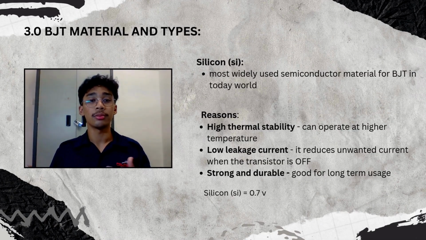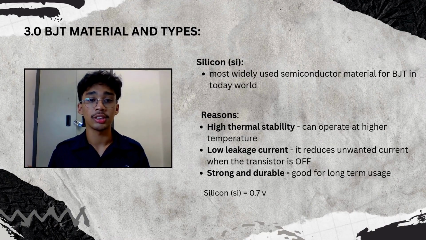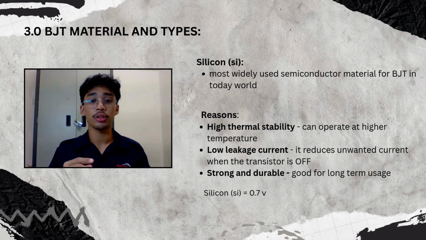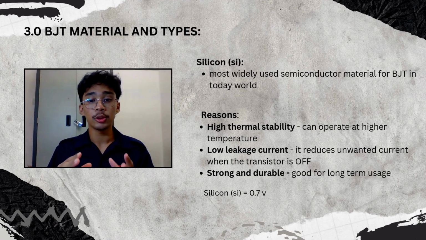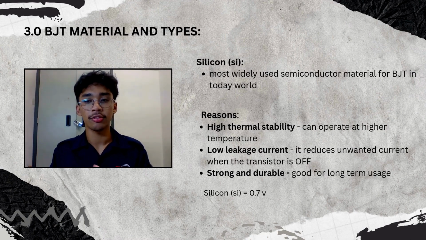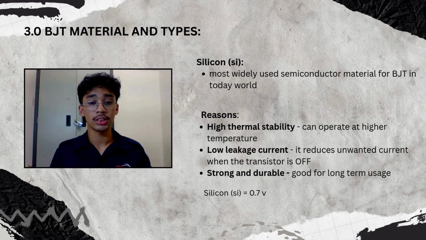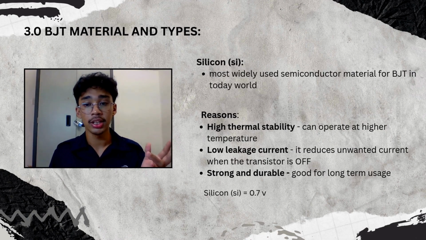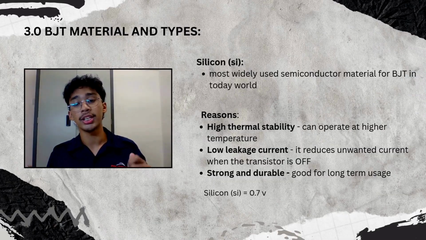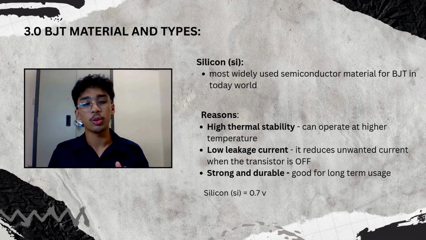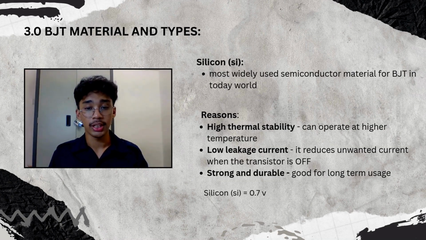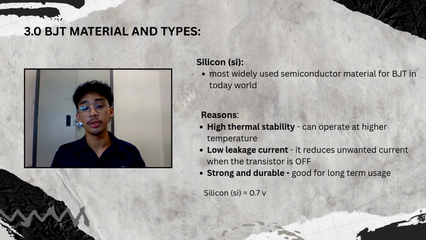So now we're going to talk about the bipolar junction transistor materials and types. In a BJT there are two materials, which are silicon and germanium. Silicon is the most widely used semiconductor material for BJTs in today's world. The reasons are high thermal stability, so it can operate at higher temperatures; low leakage current, which reduces unwanted current when the transistor is off; and third, it is strong and durable, good for long-term use.